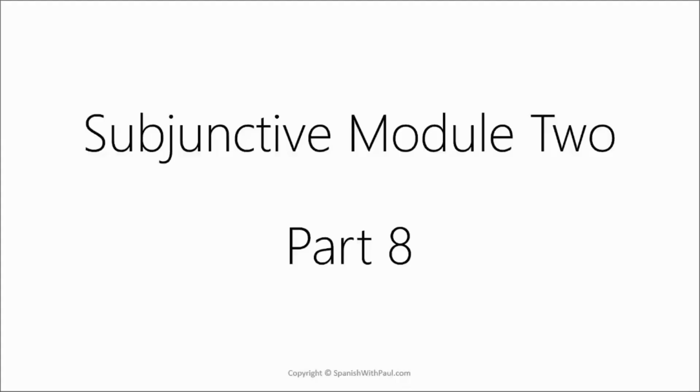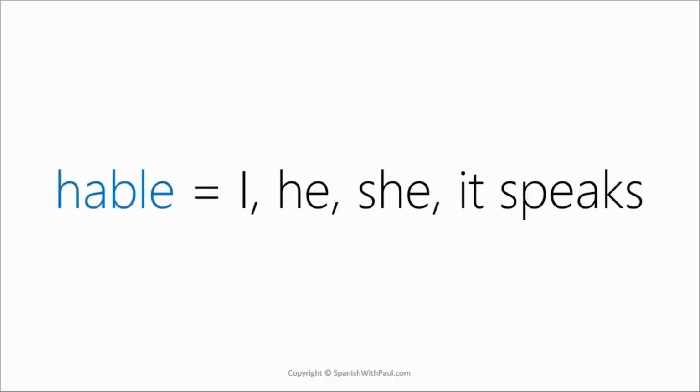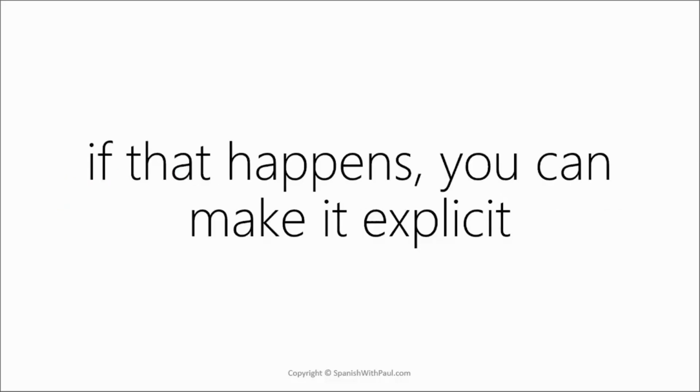In part 8, I'd like to draw your attention to a small point, but an important point. If we look at this example of hable, meaning I speak, he speaks, she speaks, and it speaks in the subjunctive, we have all four angles in the subjunctive represented with hable. Now, in the course of conversation, there may be times when it's not exactly clear which angle you're referring to, I, he, she, or it. And if that happens, there is a way that you can make it explicitly clear which angle you're referring to. So here's how you do that.